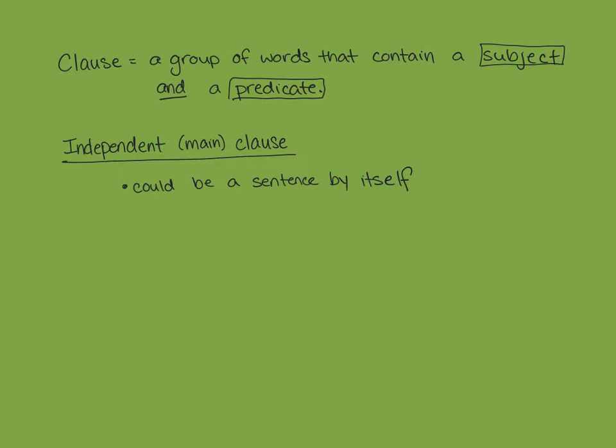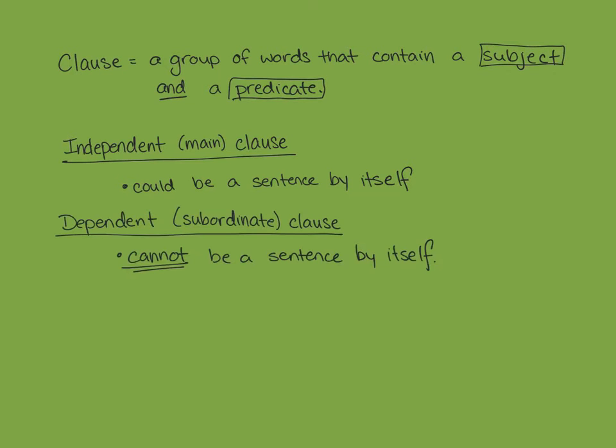An independent clause, also known as a main clause, is a clause that could be a sentence all on its own. It wouldn't require anything else to be considered a complete thought or a complete sentence. A dependent or a subordinate clause, on the other hand, cannot be a sentence by itself. Now, this lesson might be a little bit confusing because sometimes we think that something should be a sentence, but it's actually not. It's actually a dependent clause. It needs another clause to attach itself to in order to be a complete sentence.